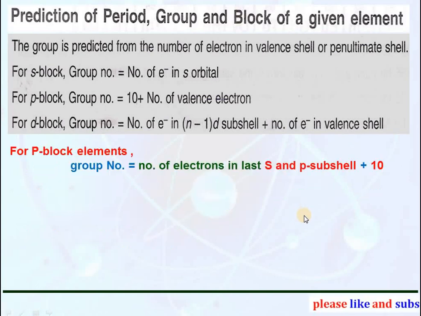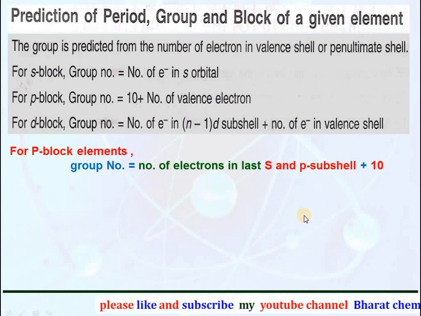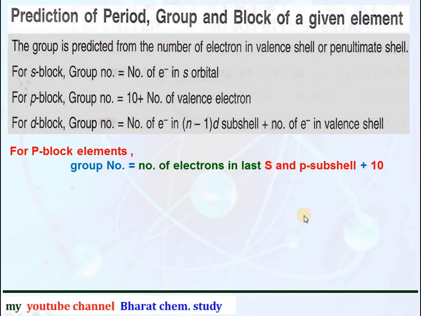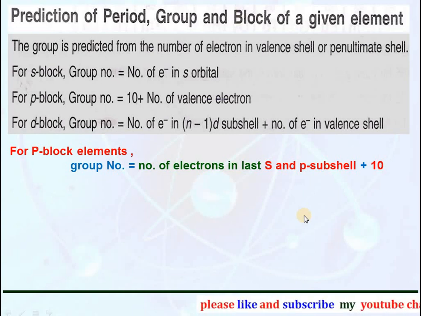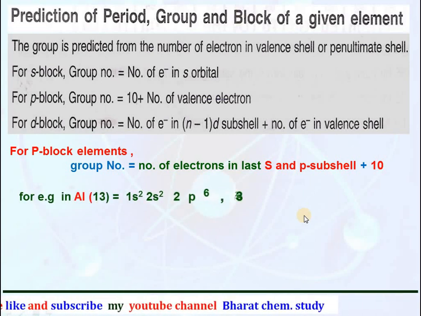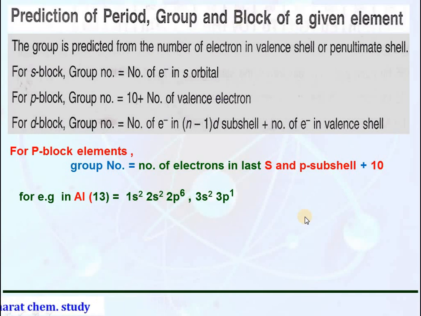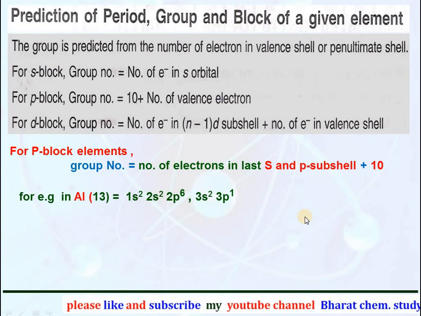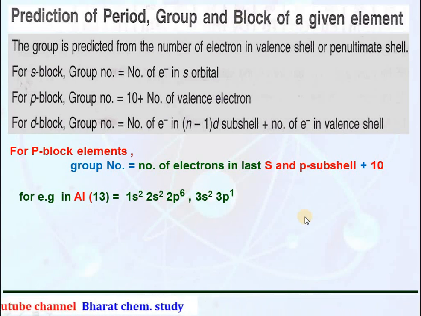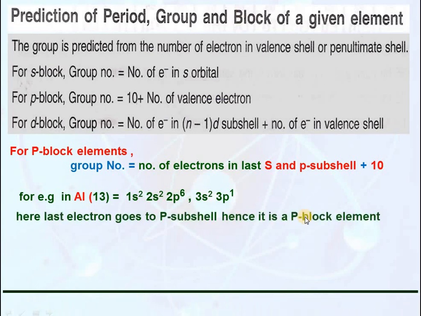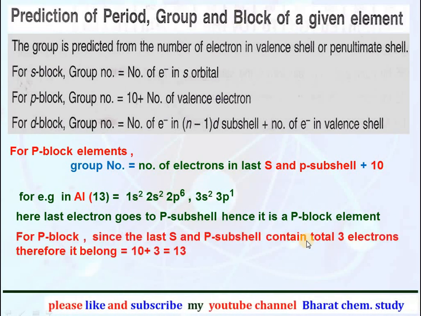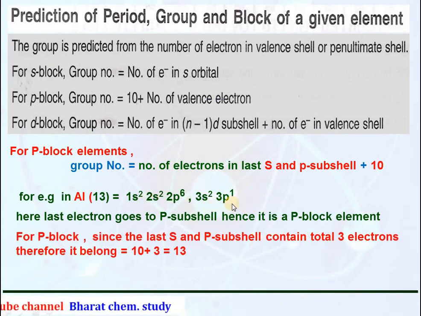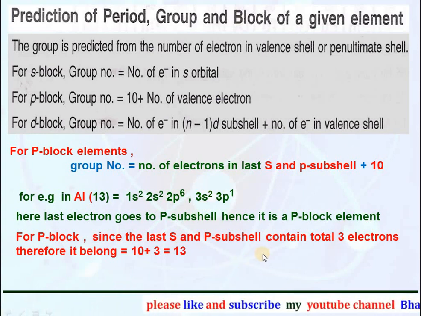For p block element, to find out the group, we have to calculate the total number of electrons in the last s as well as p subshell, and then we have to add 10 to it to find the group number. Let's understand this by example. For example, in case of aluminium, atomic number 13, the electronic configuration is 1s2, 2s2, 2p6, 3s2 and 3p1. Here the last s and p contain total 3 electrons. Therefore, the group number will be 3 plus 10 is equal to 13. So aluminium belongs to group 13.